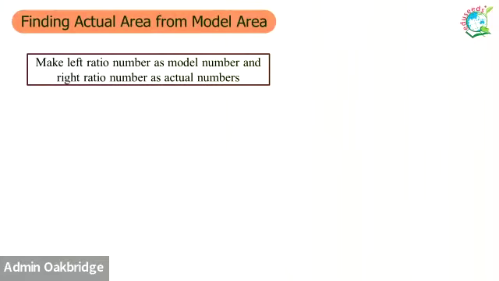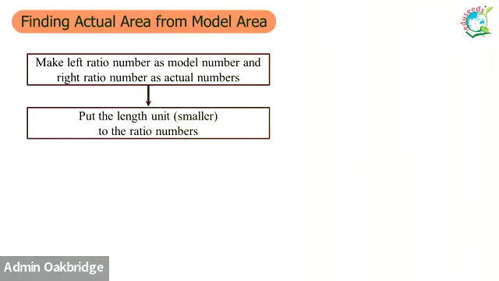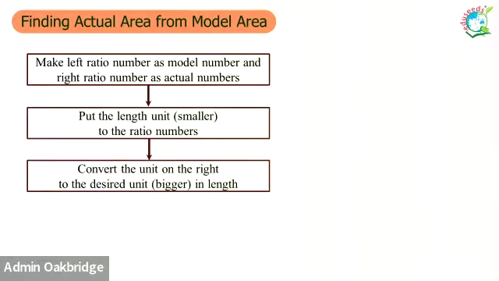Let's see this one. The first step is always the same, right? I want to make the left ratio number a model number and the right ratio number an actual number. And then put the length unit, the smaller one. Always put the smaller length unit to the ratio numbers. And then we convert the unit on the right to the desired unit. Normally it's a bigger one, okay?